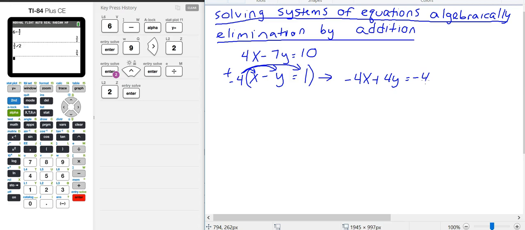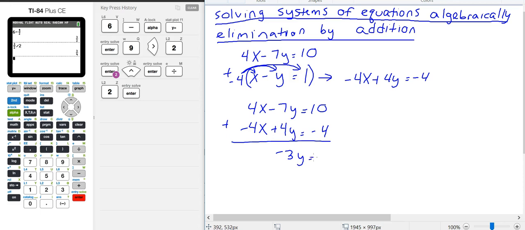And now let's say we would add these two equations. The first one is 4x minus 7y is equal to 10, and the second one is negative 4x plus 4y is equal to negative 4. And we're going to add these two equations. 4x minus 4x, now those two cancel out. Negative 7y plus 4y is negative 3y. 10 minus 4 is 6. That caused the x's to cancel out and we're left with an equation with just y. Divide by negative 3 and divide by negative 3. y is equal to negative 2.